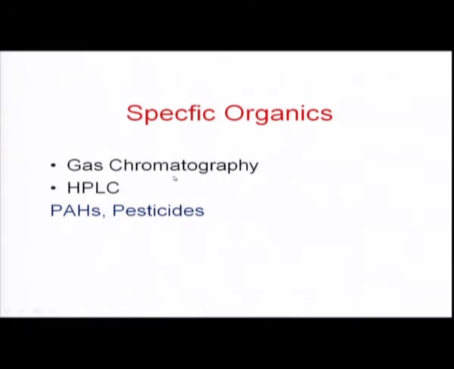For example, in GC itself we have different detectors. Mostly if you want to estimate chlorinated pesticides, we have to go for an electron capture detector. Suppose it is PAH, you can go for a flame ionization detector. Like this, in HPLC also we have different detectors: UV visible, fluorescence, and nowadays mass spectrometry detectors are employed for this determination.